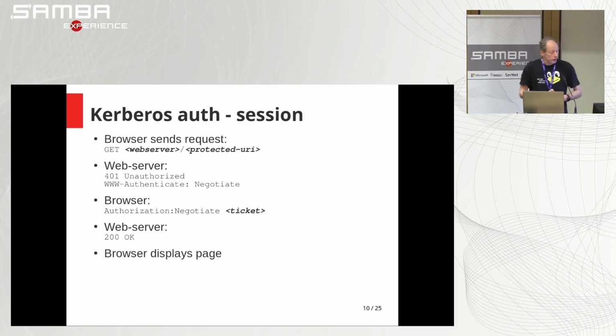So with the browser, we do a GET to the protected URI, then the web server says, oh, you're not allowed, unauthorized 401, and it says you can use negotiate. And when it tells you that, the browser, when it is within the domain that the browser has configured for tickets, will send the ticket and the web server checks it and you're in. And that all without any connection to the domain controller.